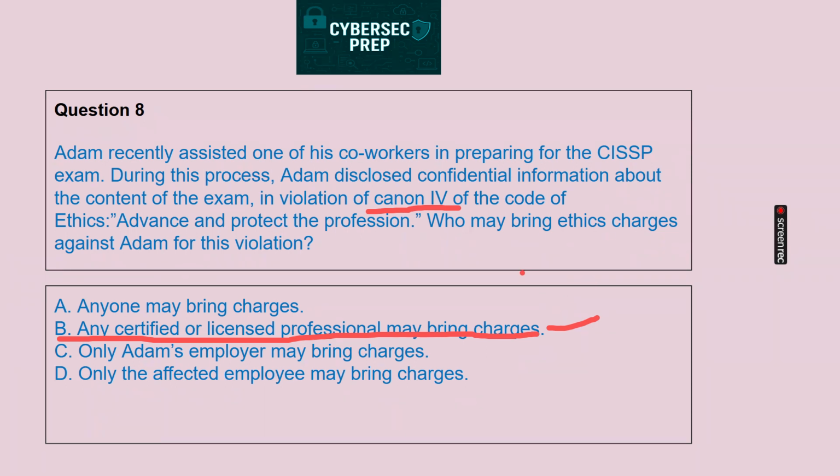So, for example, charges of violations of canon 1 and 2 may be brought by anyone. So, canon 1 and canon 2 are different from canon 4. Similarly, charges of violations of canon 3 may only be brought by a principal with an employer or contractor relationship with the accused. So here we are talking about canon 4, which permits any certified or licensed professional, right, who has subscribed to the code of ethics to bring the charges. So for this question, option B is the correct answer.